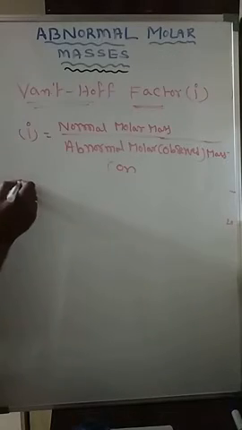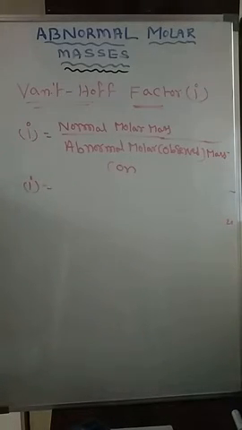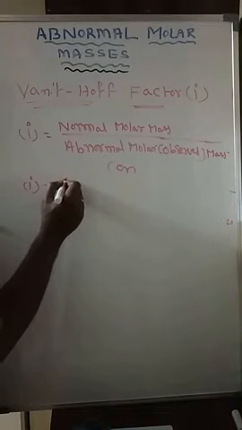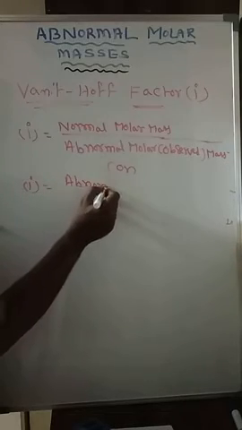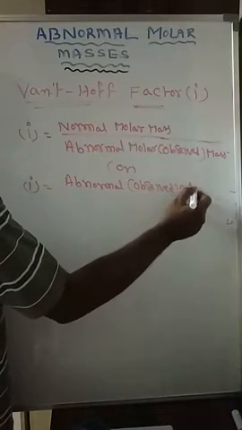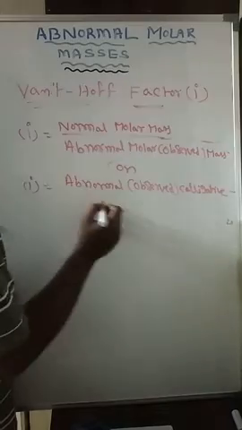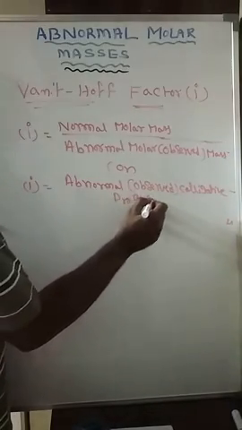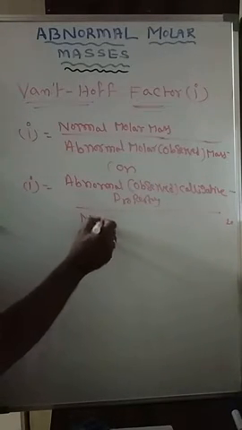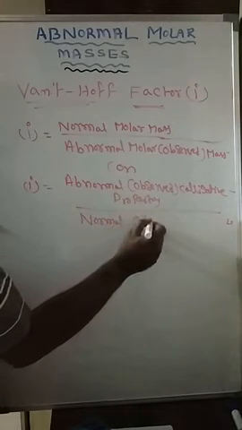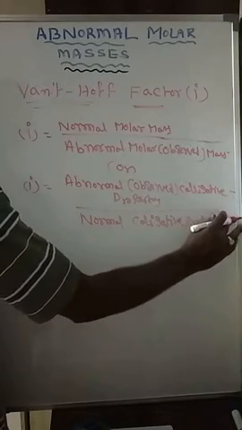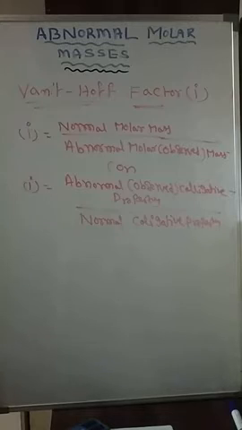Another definition is in terms of colligative properties: i is equal to the observed, or abnormal, colligative property divided by the normal colligative property. This is another way of defining it.